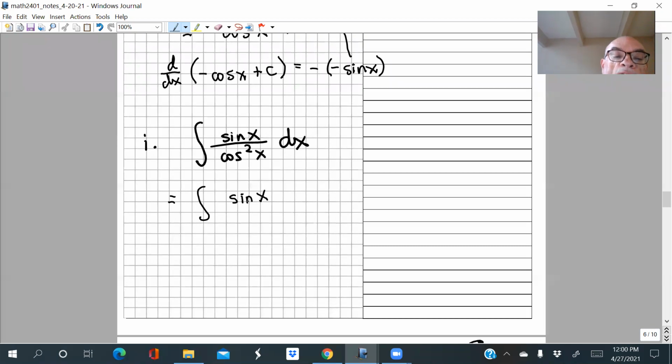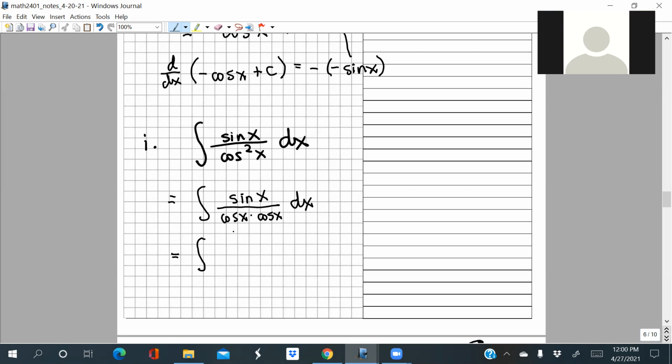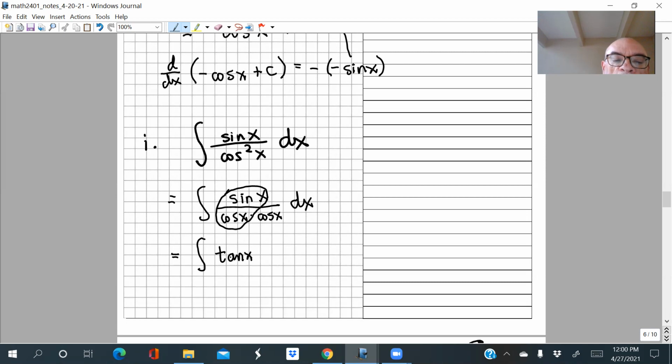We can write sine of x over cosine squared, of course, as sine of x over cosine of x times cosine of x, right? But what's sine over cosine? Remember from trig? Tangent. So the sine over cosine is really just tangent, so I can write this part as just tangent of x.